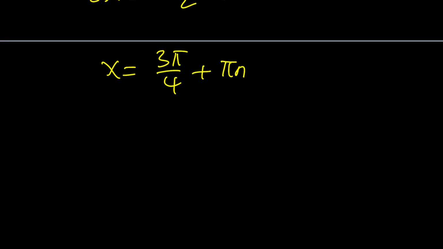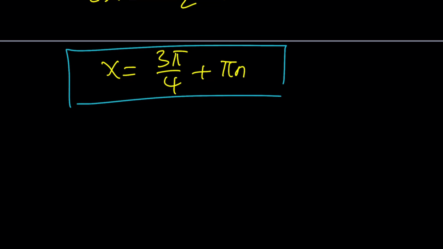But this should work because definitely 3 pi over 4 gives us a check mark, right? And of course others too. If n is equal to 1, then you get 7 pi over 4, still less than 2 pi, so it's good. Now, that's basically the general solution. n is an integer. And let's proceed now with part B.